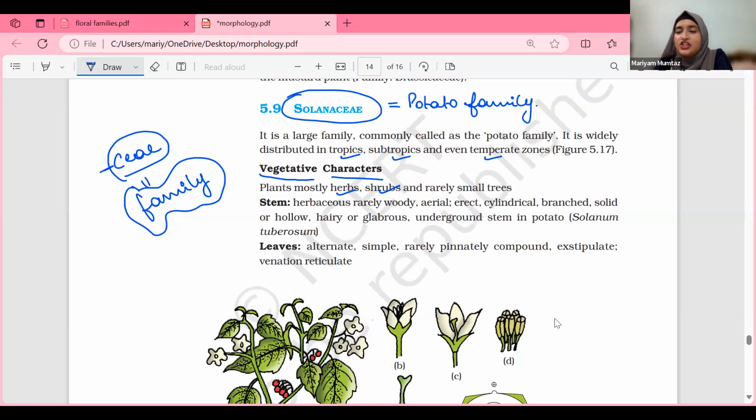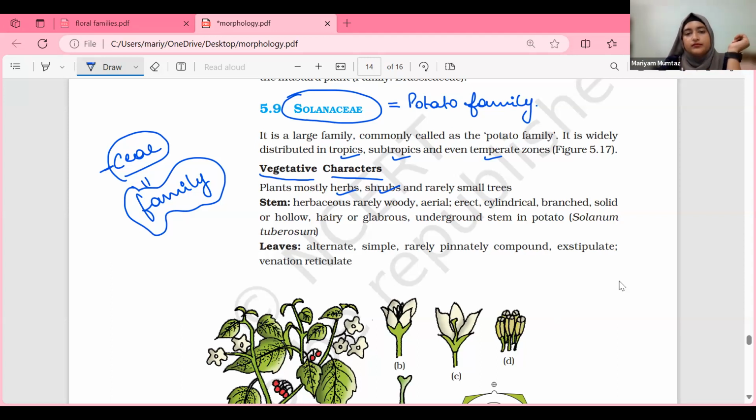Have you seen a chili plant? Even the size of a chili plant is medium. So what I mean to say is that in this particular family, the plants are mostly herbs, shrubs, and rarely small trees are found. No larger trees, they are not found at all.